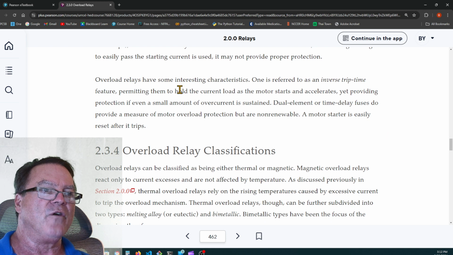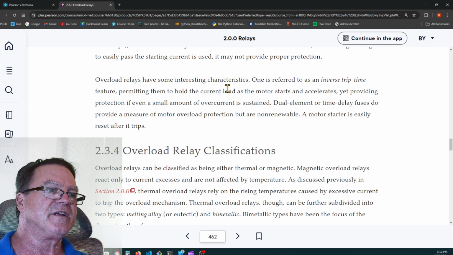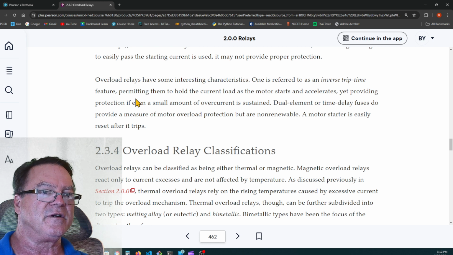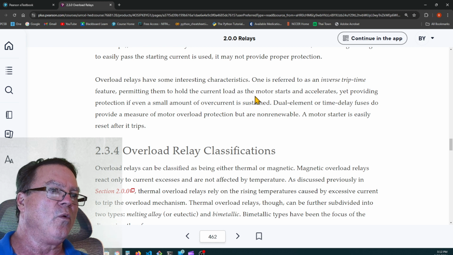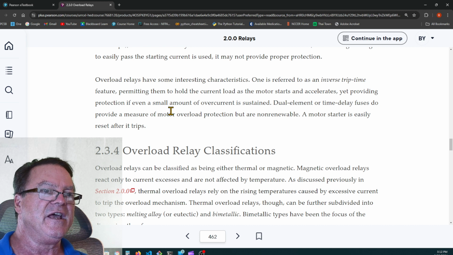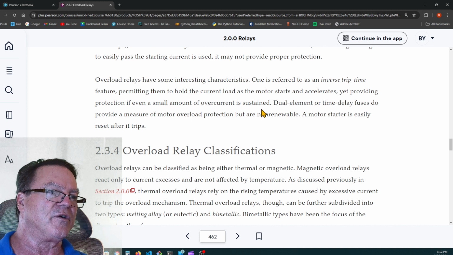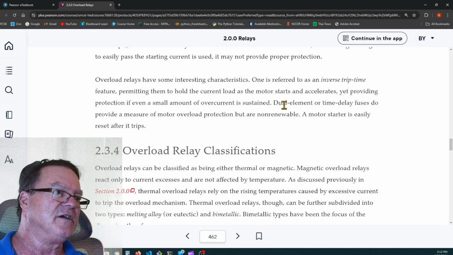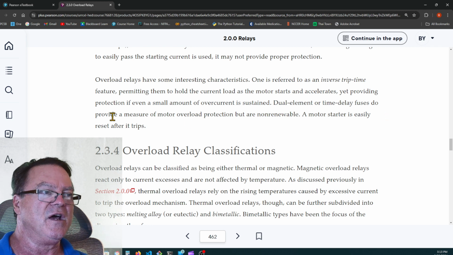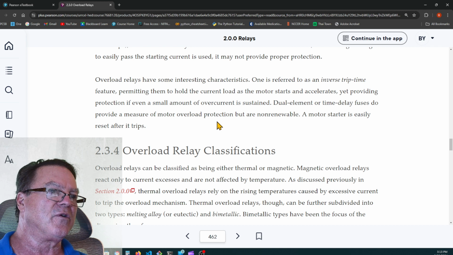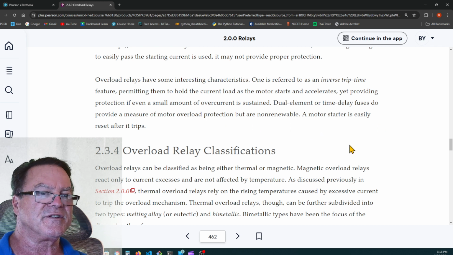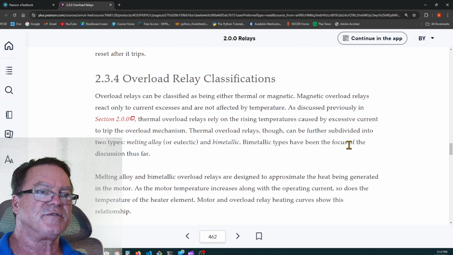So, overload relays have some interesting characteristics. One is referred to as an inverse time trip feature, permitting them to both hold the current load as the motor starts and accelerates, yet providing protection if even a small amount of overcurrent is sustained. So dual element time delay fuses do provide a measure of motor overload protection, but are non-renewable. A motor starter is easily reset after it trips.